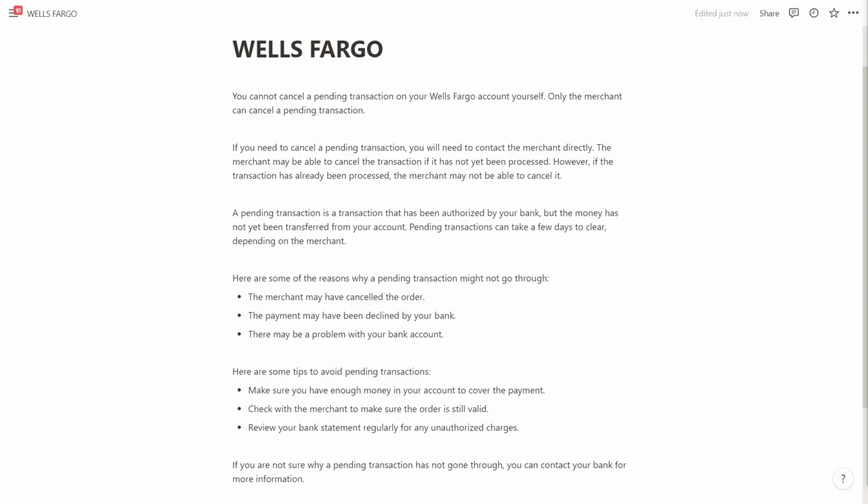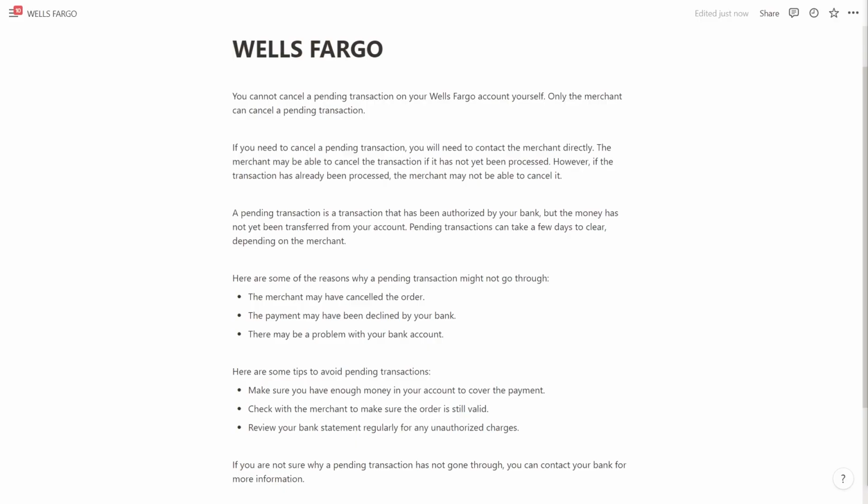A pending transaction is a transaction that has been authorised by a bank, but the money has not yet transferred from your account. Pending transactions can take a few days to clear, depending on the merchant. And here are a few reasons why a pending transaction might not go through. The merchant may have cancelled the order. The payment may have been declined by a bank, or there may be a problem with your bank account.